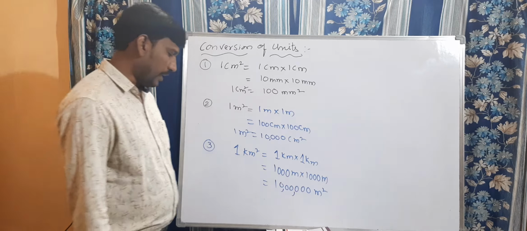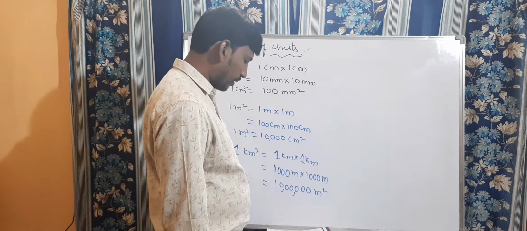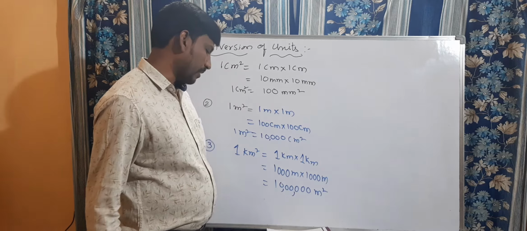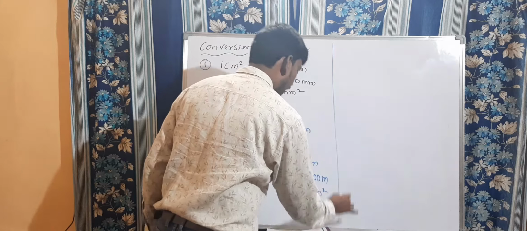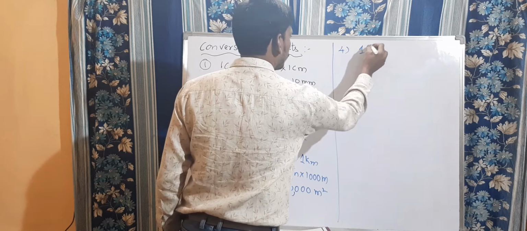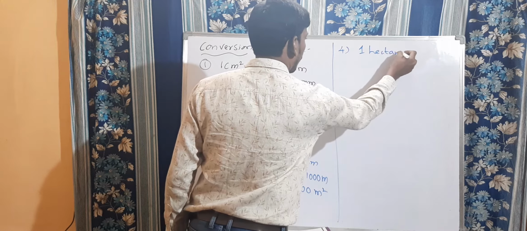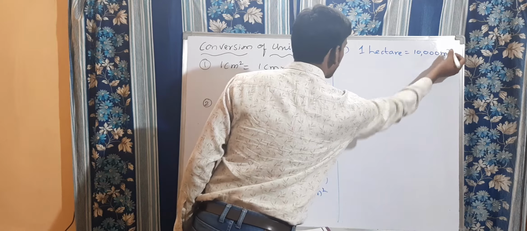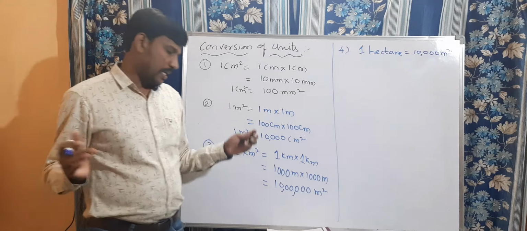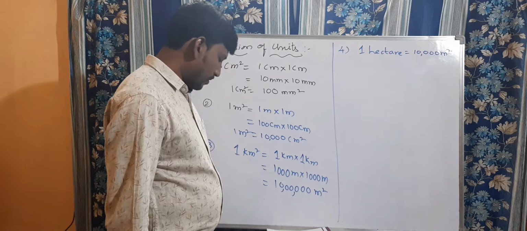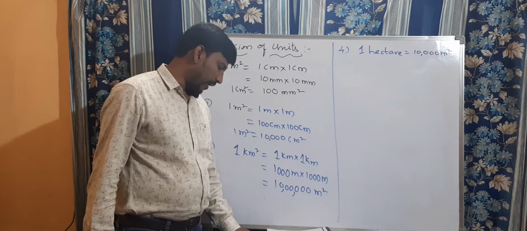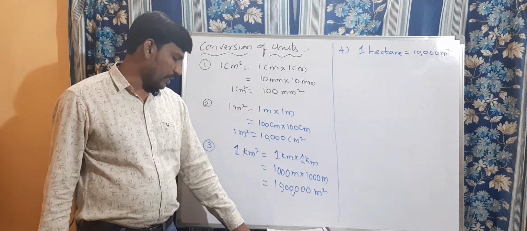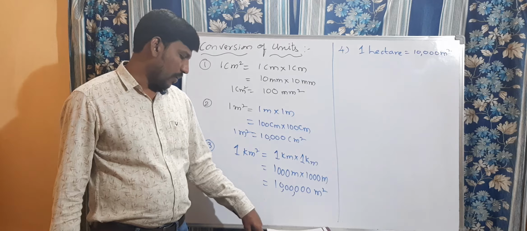Right children? And here we need to write 1 hectare equal to 10,000 meters square. That is the fourth one. 1 hectare is equal to 10,000 meters square. So 10,000 meters square is equal to 1 hectare. Right children? So now we need to find out 1000 centimeters square is equal to 1 lakh millimeter square.